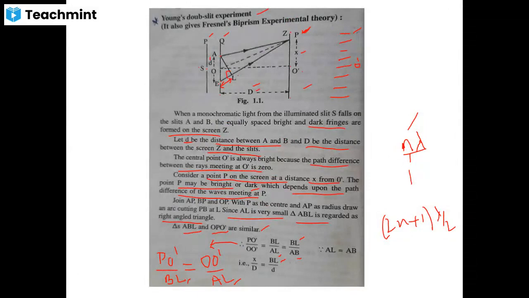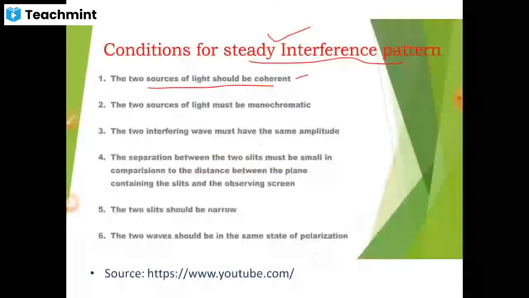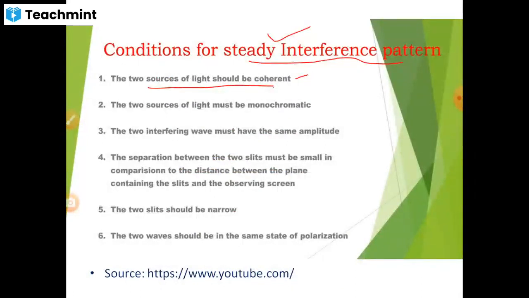So to make it coherent, what do we do? We are taking a light here, and we are applying the division of wavefront technique. So this incoming light is divided into two, in this A and B. So by applying this division of wavefront technique, the light coming from A and B is coherent because it is coming from only one source. So that entire original source is divided. So we say the light coming from A and B is a coherent source, right? So we are fulfilling the first condition. The two sources of light should be coherent, right?